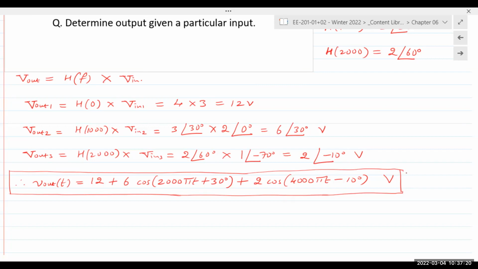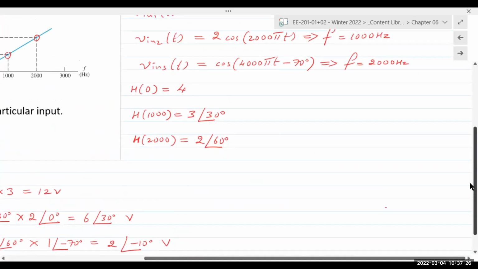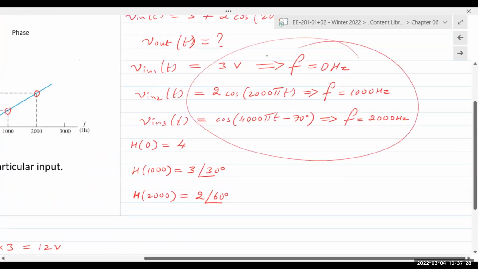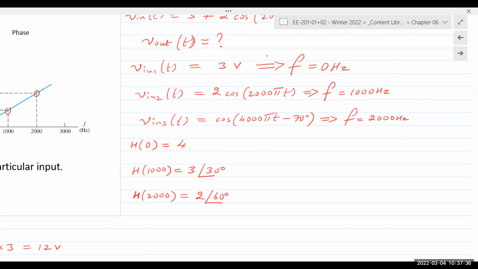Yes. The frequency information? Yes, from the input. So the first step, we always want to take a look at the input components, equate omega is equal to 2 pi f, find the frequencies, and then we can proceed with the rest, because without this information, we cannot predict what it's going to do.